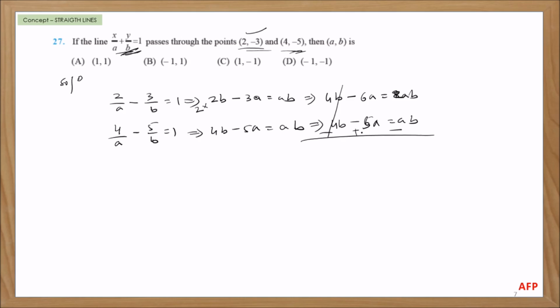Cancellation. So minus a is equal to ab, which gets cancelled. b is equal to minus 1. Okay, b is equal to minus 1.